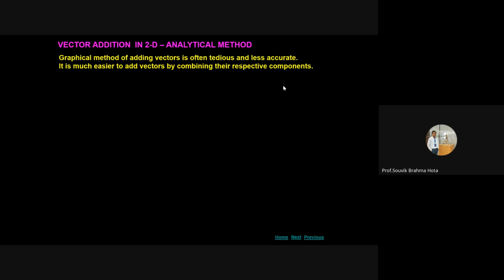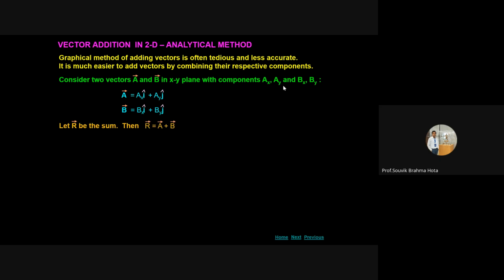The graphical method of adding vectors is often tedious and has less accuracy. So it is much easier to add vectors by combining their respective components. Simple thing: consider two vectors, vector A and vector B, in the xy plane with components ax and ay, and bx and by. So vector A is axi plus ayj, and vector B is bxi plus byj. Here ax, ay, bx, by are constant terms. They can be anything, 2, 3, 4, anything.